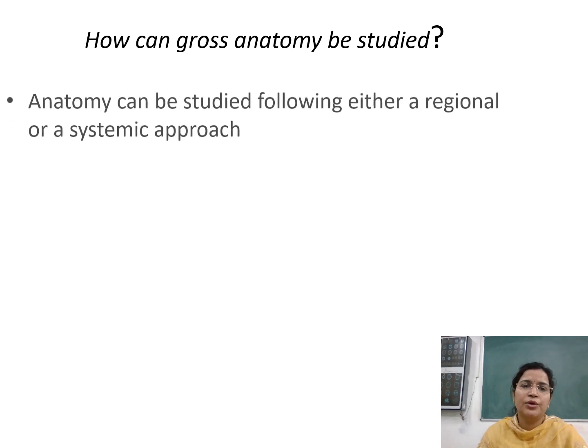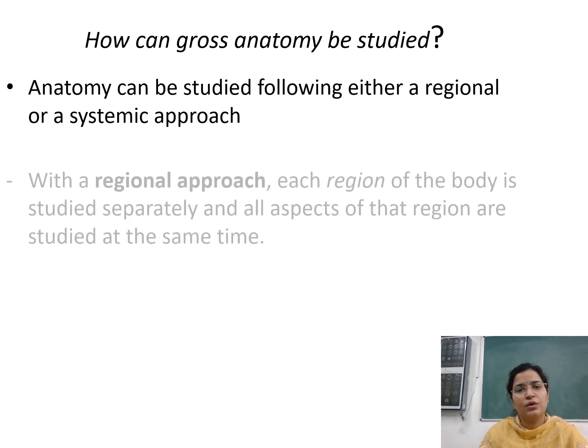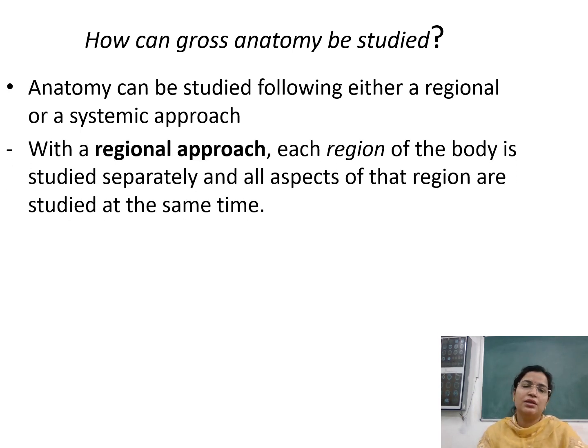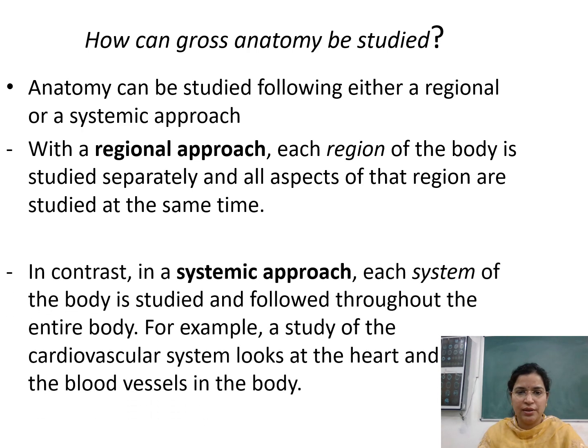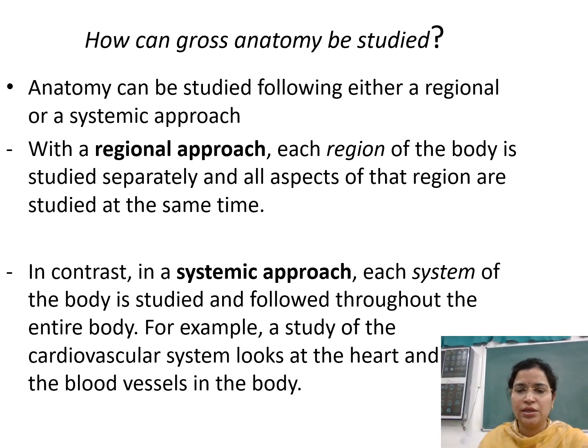How can gross anatomy be studied? It can be studied following either a regional or systemic approach. In the regional approach, each region of the body is studied separately and all aspects of that region are studied at the same time. In the systemic approach, a system-wise study is done. For example, the cardiovascular system, in which the heart and the blood vessels in the body are studied.